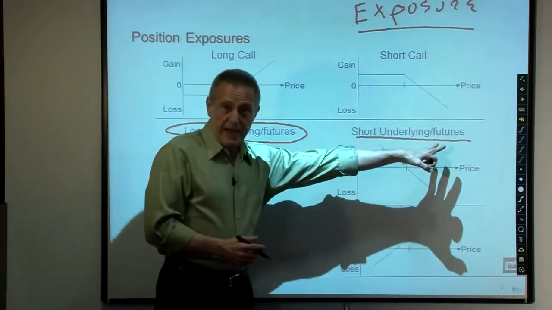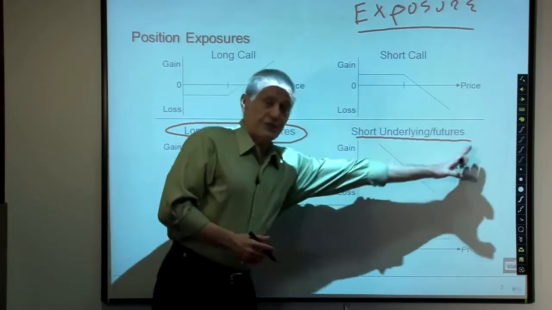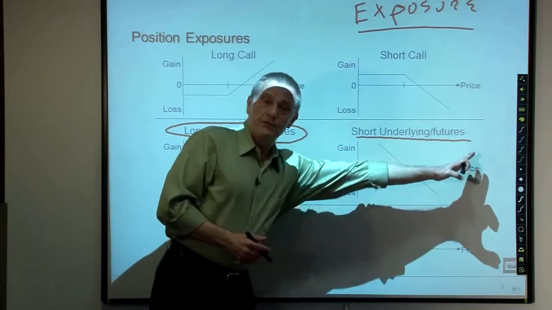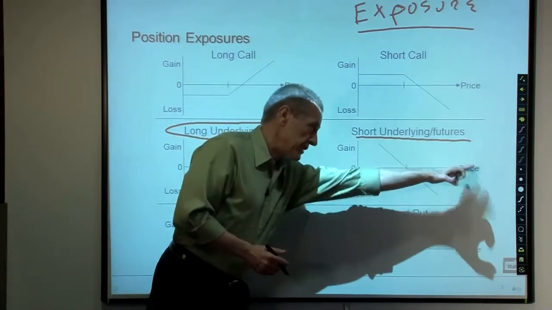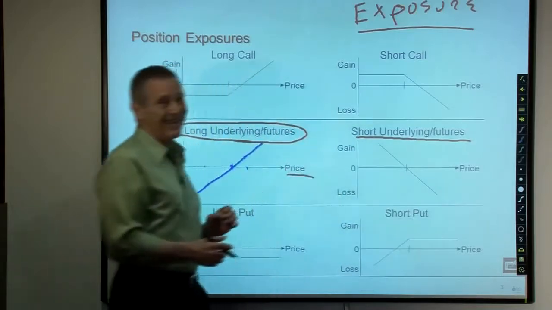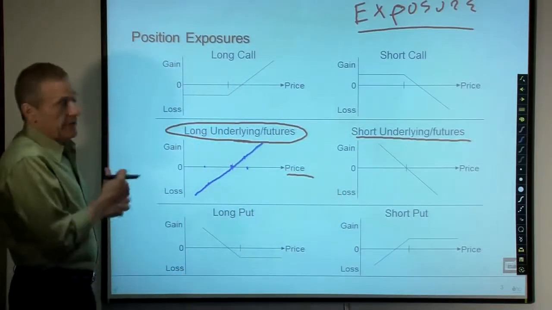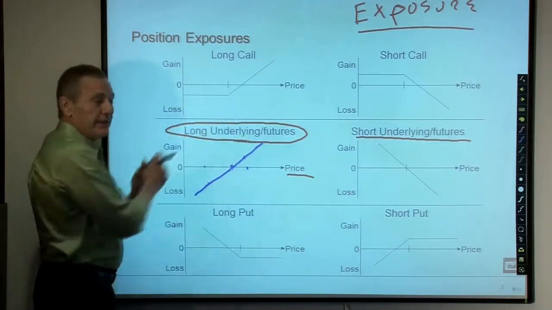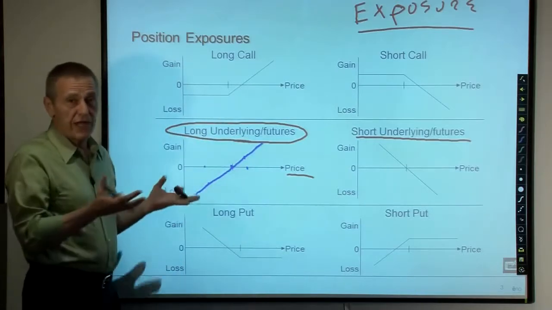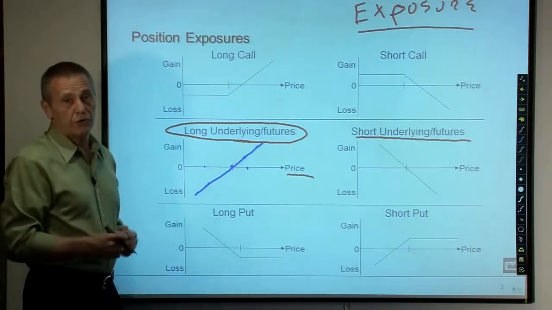Short gives you exactly the opposite gain-loss profile, increasing losses in a rising price environment, increasing gains in a falling price environment. So that's again that symmetric gain-loss profile. And you might wonder, well, why do you need a futures contract to do exactly the same thing as you could do by going long or short the underlying?